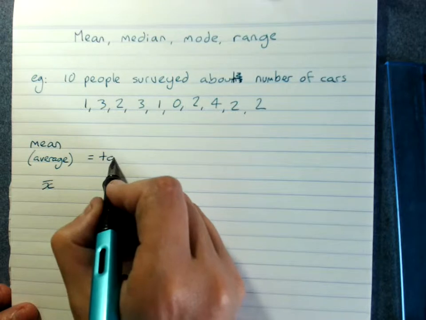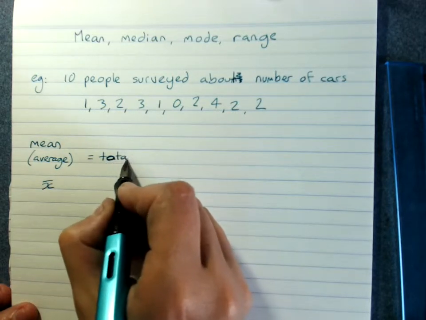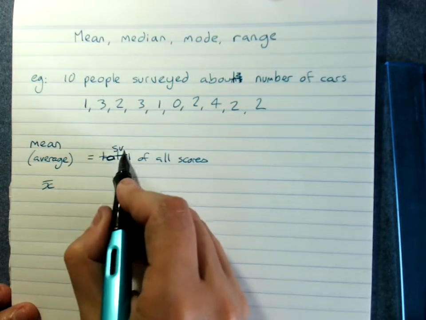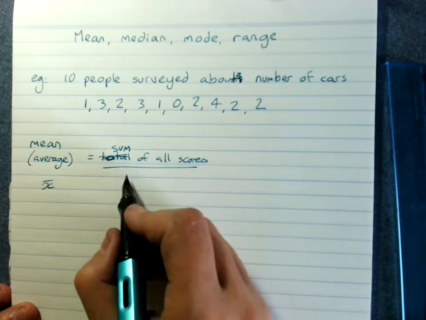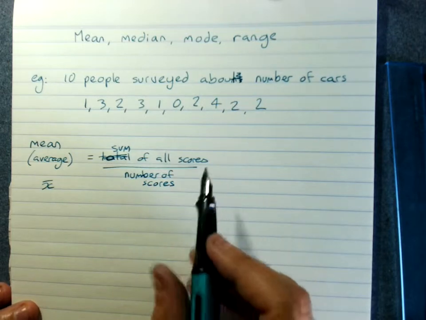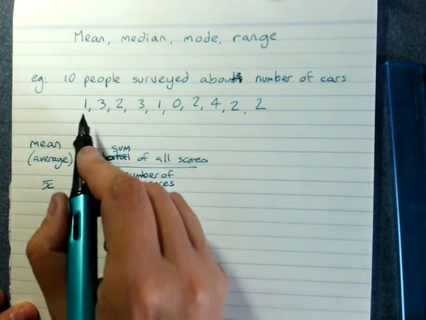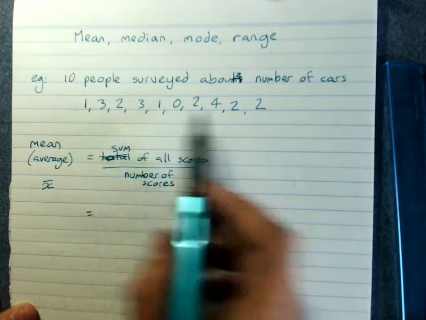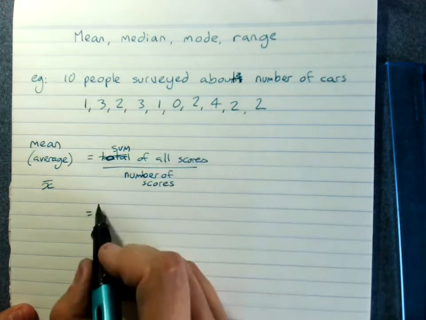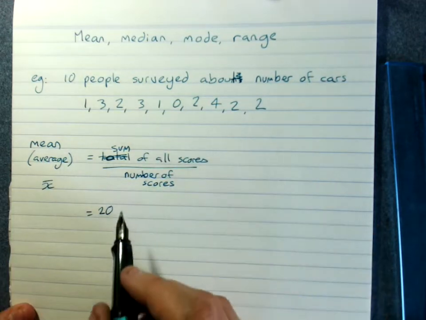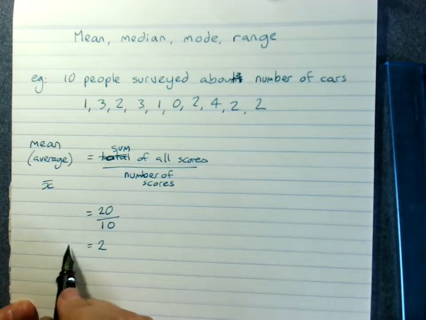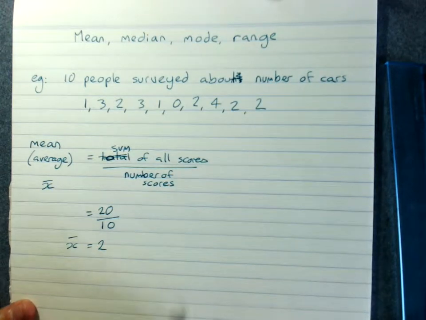It is the total of all the scores, or the sum of all the scores is more correct, I'm sorry, divided by the number of scores. So you do not have to show the working where you write 1 plus 3 plus 2. You add this up for 6, 9, 10, 20. There's 20 cars in this group of 10 people, and there's 10 people that I surveyed. That's very usefully an average of 2 cars per household. That's the mean.